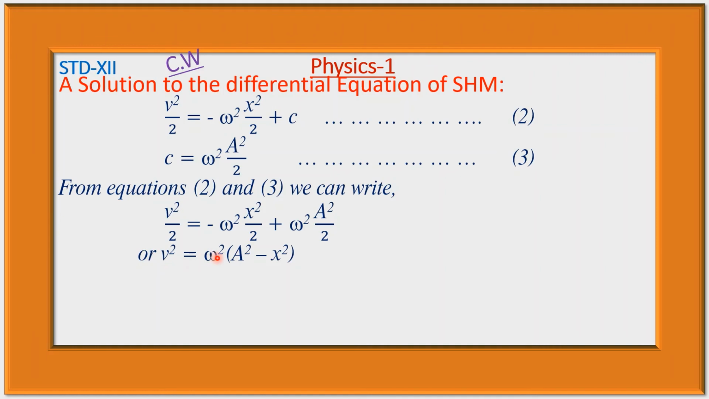Or v square is equal to omega square a square minus x square. Here 2 cancels, and omega square is common, so omega square times a square minus x square. Therefore v is equal to omega root over a square minus x square. This is the equation of velocity of the particle executing simple harmonic motion.